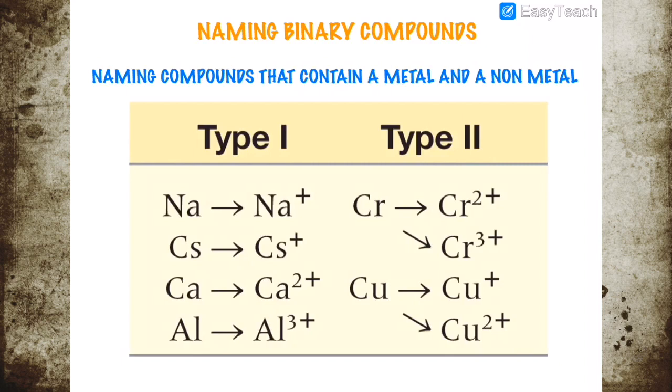For type 1 compounds, examples of the metal are sodium, cesium, calcium, and aluminum. For the type 2 compounds, we have chromium, which could have a charge of 2 positive or 3 positive, and copper, which could have a charge of 1 positive or 2 positive.